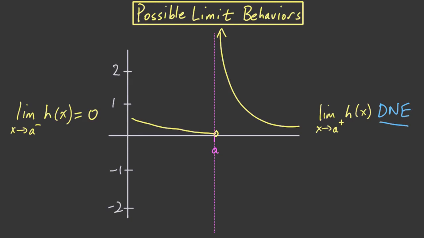The function just blows up towards infinity as we come in from one side. Of course, we could have had h going the other way. It could have blown up towards minus infinity, and that would also be a limit that doesn't exist.